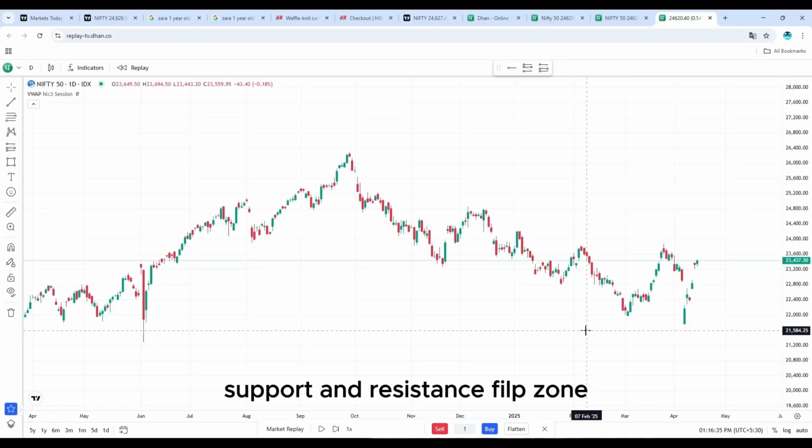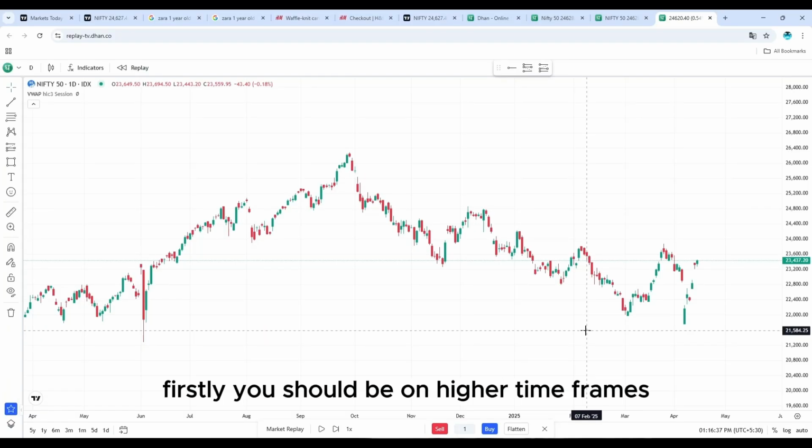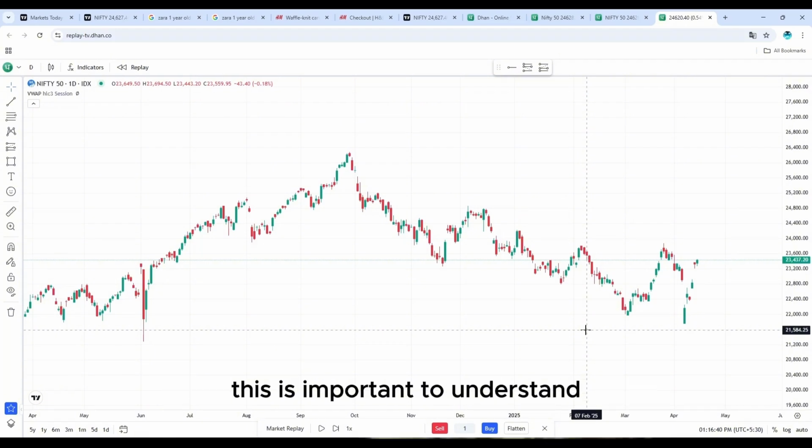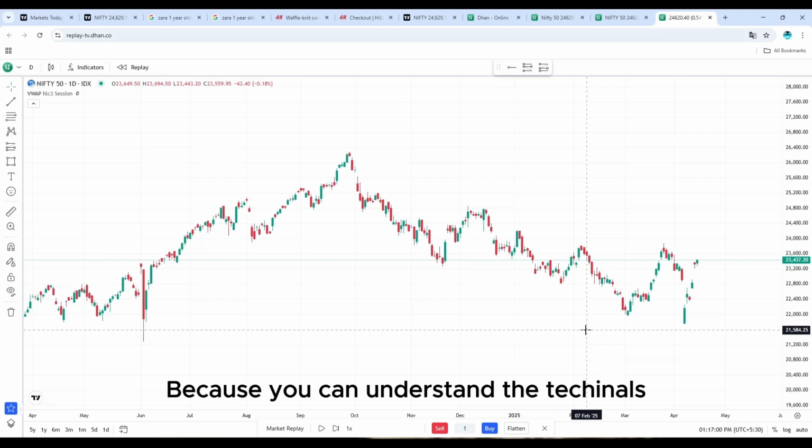So when you're looking to draw a support and resistance flip zone, firstly you should be on a higher time frame. This is important to understand how to draw support and resistance because we can understand the technicals on the higher time frames, which will help us intra-trade the stock.